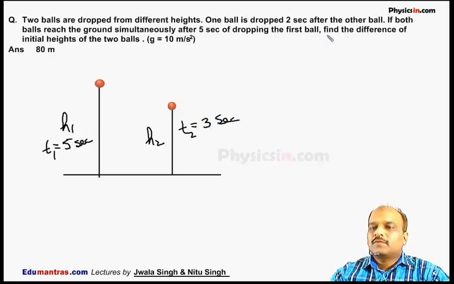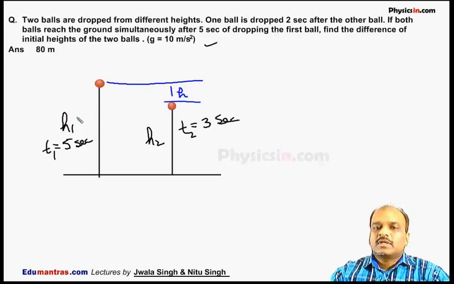So now we have to find the difference in initial height of the two balls, taking g equal to 10 meter per second square. So we have to find the difference in height. Suppose the difference in height is this. This is the difference in height h.